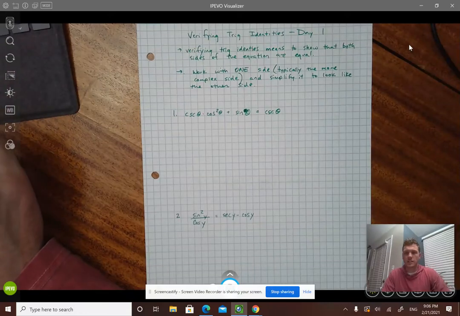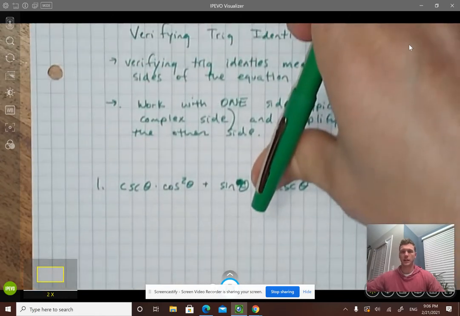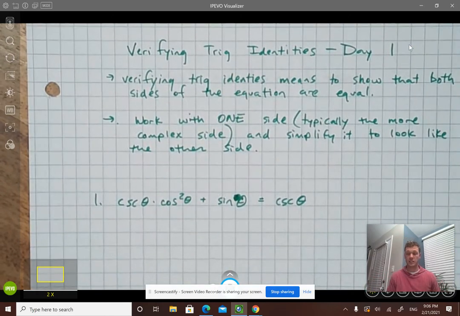All right, guys. So for today's lesson, we're going to be talking about verifying trig identities. Now, how is verifying trig identities different than simplifying? Well, essentially, it's very, very similar. I actually think these ones are a little bit easier, and I'll tell you in a second.